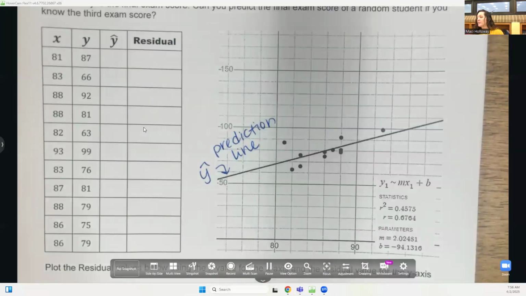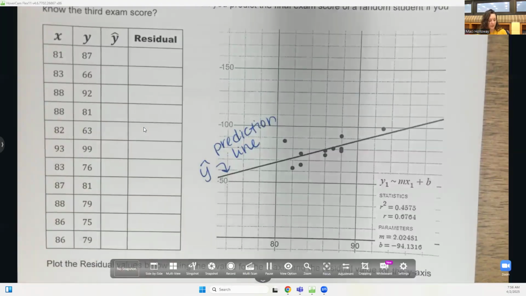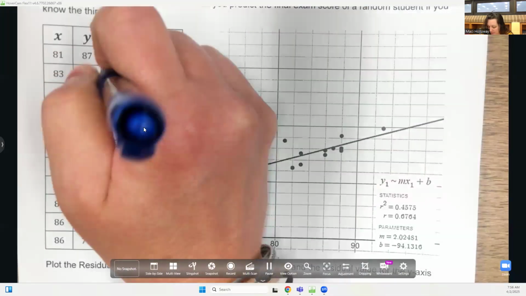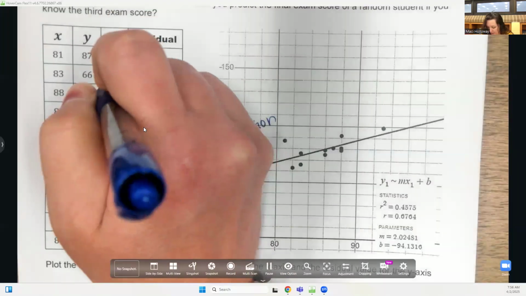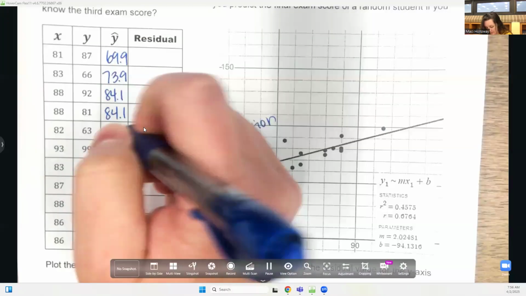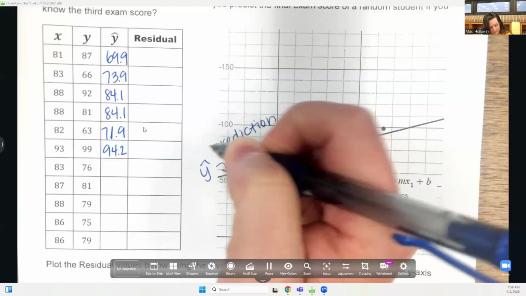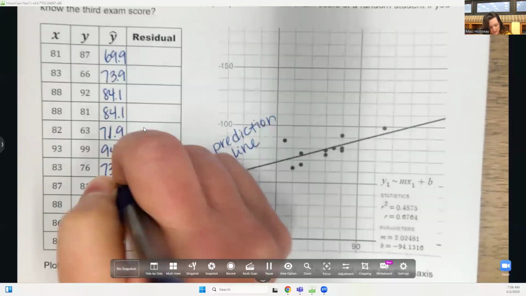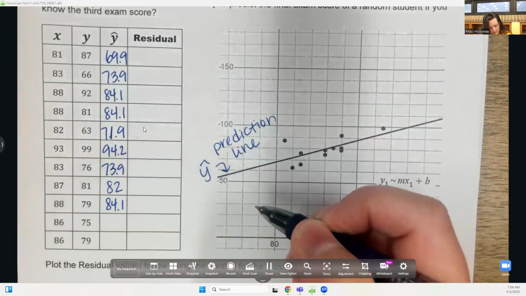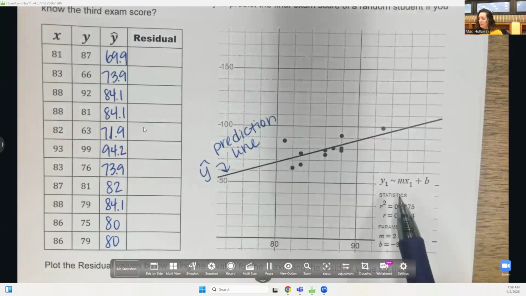So what we can do now is graph this and see where our predicted values are using the table. I'm going to go ahead and tell you what those predicted values are. It was 69.9, 73.9, 84.1, 84.1, 71.9, 94.2, 73.9, 82, 84.1, 80, and 80.